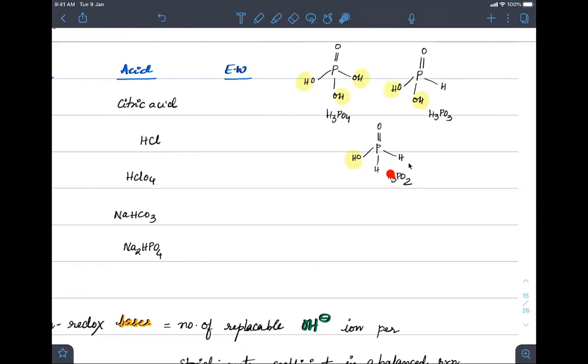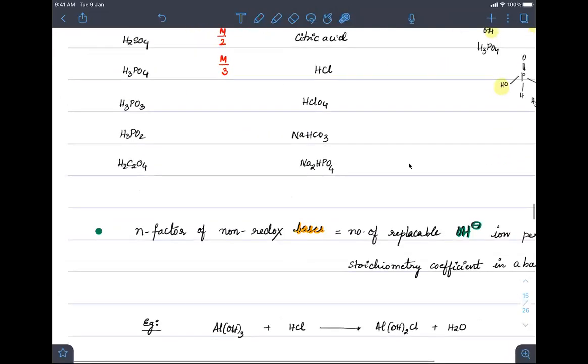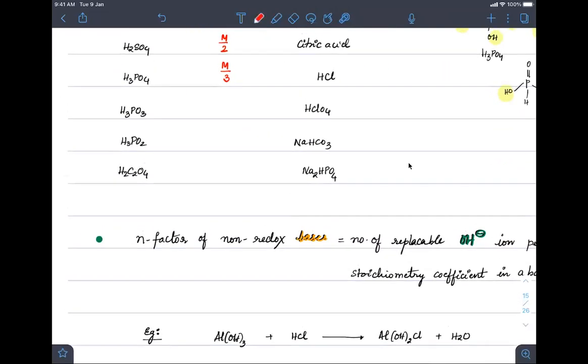The maximum hydrogens H3PO2 can lose is only 1. So it is 3, 2, 1, 3, 2, 1, 3, 2, 1. These are the valencies of the respective acids. Here in this case it is M by 2, here it is M by 1. I suppose that is clear, everyone. So remember, these three are special cases because it appears like all three hydrogens are involved, but they are not.